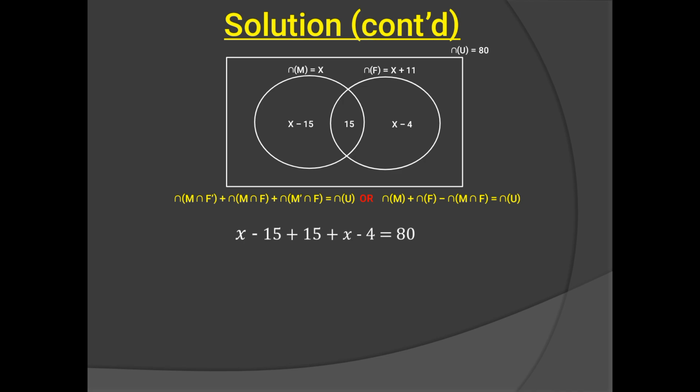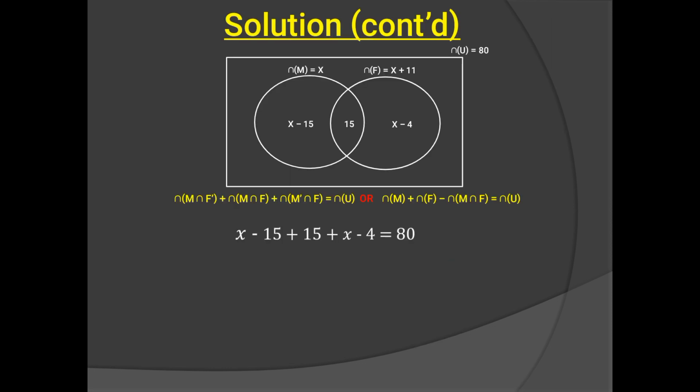All right. And then that should be equal to the number of U. Or number of M, like I said, the whole circle here, plus number of F, the whole thing here. So the top here, x plus 11, then minus the intersection, should be equal to the universal. So the whole circle plus the whole circle minus the both equals the universal. But let's stick to the first one, which is very easy. This plus this equals that. So let's move on.